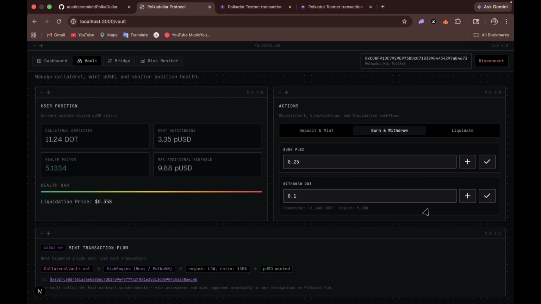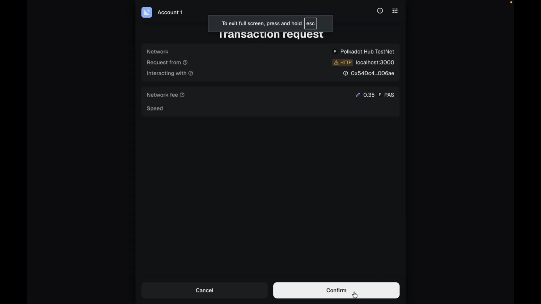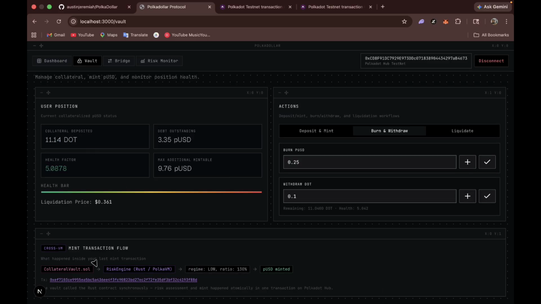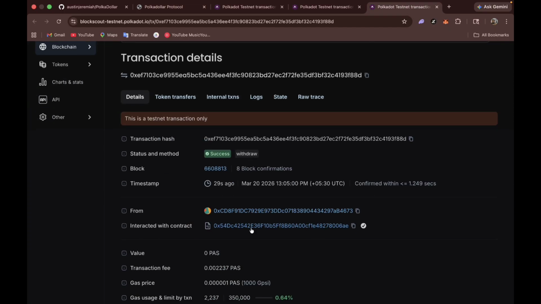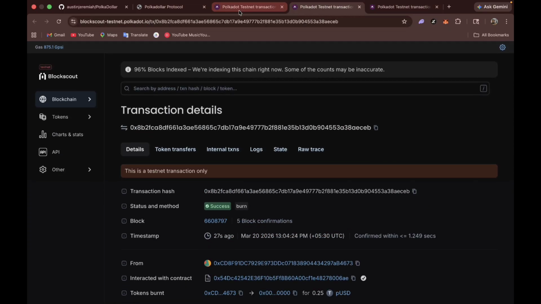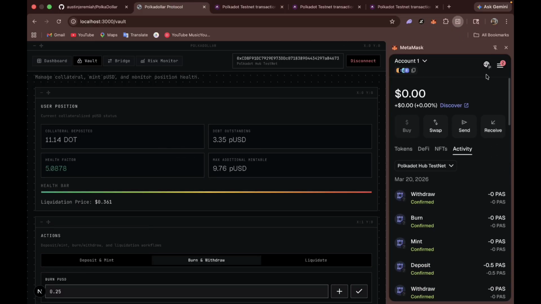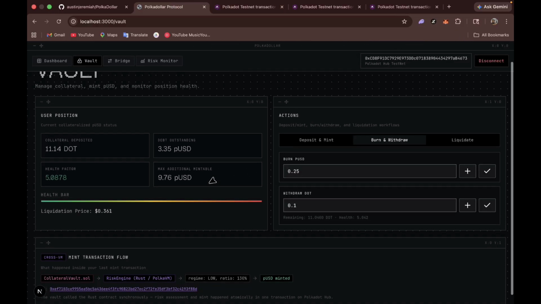Now I'm withdrawing 0.1 DOT, and the vault checks through the Rust engine again that my remaining collateral will still cover my debt at the current ratio. The transaction is successful and my collateral came back to 11.14 DOT, and we can view the transaction on chain here. Now that my collateral is 11.14 DOT, the position is healthy. We can view the summary of all the transactions: the deposit, mint, burn, and withdraw.